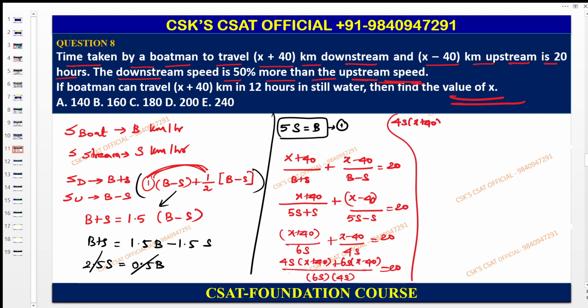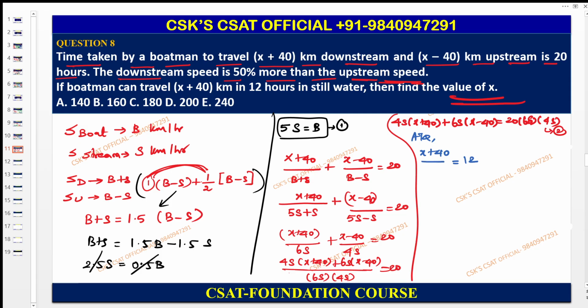Or else take an LCM and then you can substitute anything, fine. Here instead of b, I am substituting 5s, so plus s. Then what happens here? x minus 40, x plus 40 by b, you are substituting here 5s minus s, which is equal to 20. Now this becomes 6s, this becomes 4s, which is equal to 20.